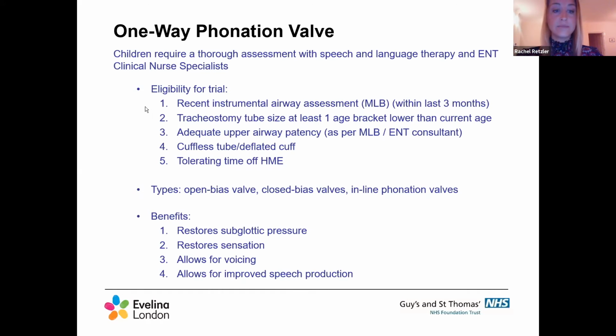And we want their tracheostomy tube to be at least 1 age bracket lower than their current age. We want to make sure they have an adequate upper airway patency as per their MLB results and their ENT consultants. And we need to ensure that they have a cuffless tube, and if it is cuffed, it is fully deflated, with a risk sign up as well if you're working with children with cuffs, to ensure anyone that's working with them that the cuff must be down if they're using a valve so that they can breathe. We also want to make sure that the child's tolerating time off their HME.